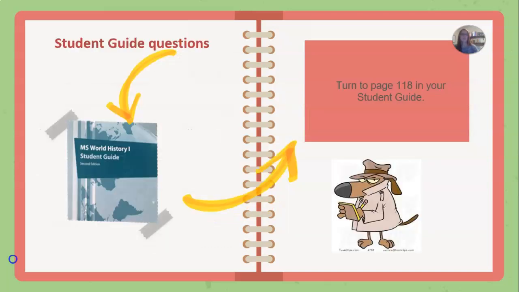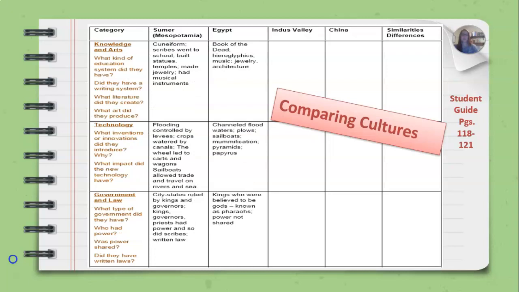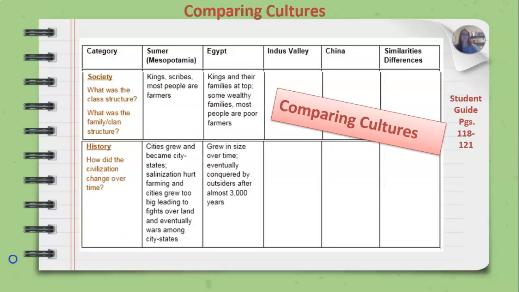So now I'd like you to turn to page 118 in your student guide, and you'll see there's a chart there called Comparing Cultures. This is where you're going to compare Sumer, ancient Mesopotamia, with Egypt, ancient Egypt. And you can pause this video to fill in your chart, or you can fill it in on your own and come back to the video to check your answers. So here's the first section, and then the second, and then the third.